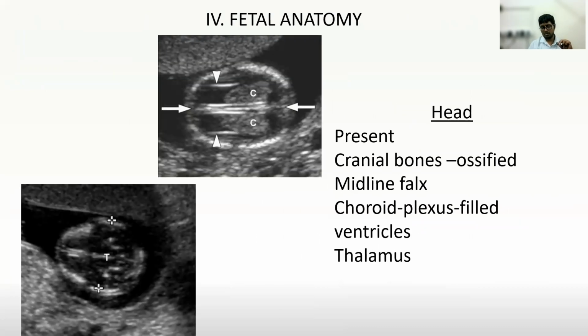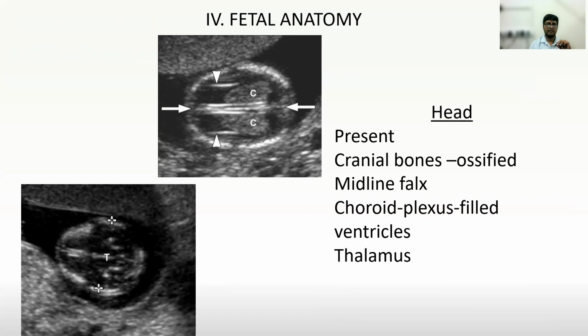Next, going to the general assessment of the fetus, where we are screening the fetal anatomy. From head to toe, we have to screen the following structures. In the fetal head, we should first know whether the fetal head is present or not. Then we should look at the fetal cranial bones, which should be ossified by that time.